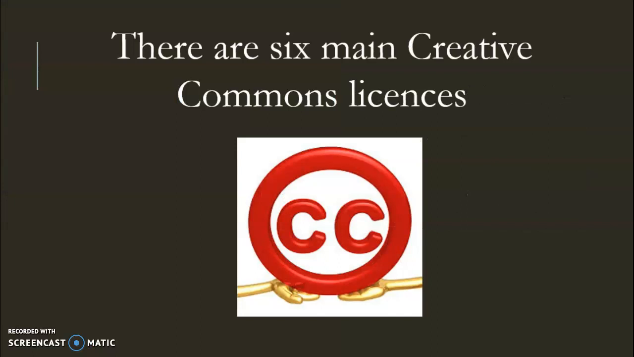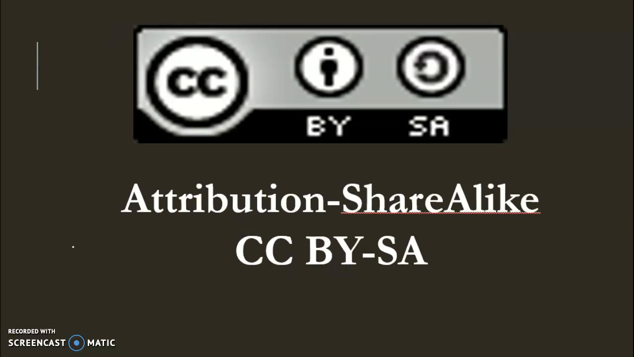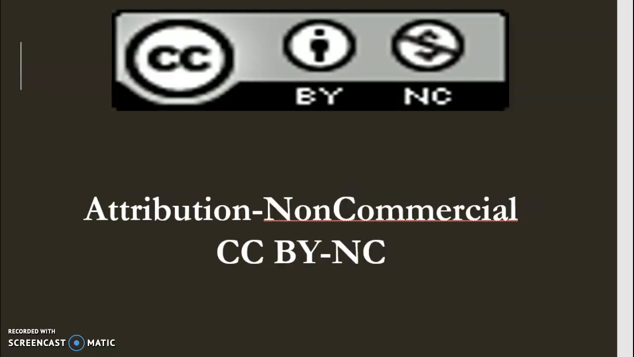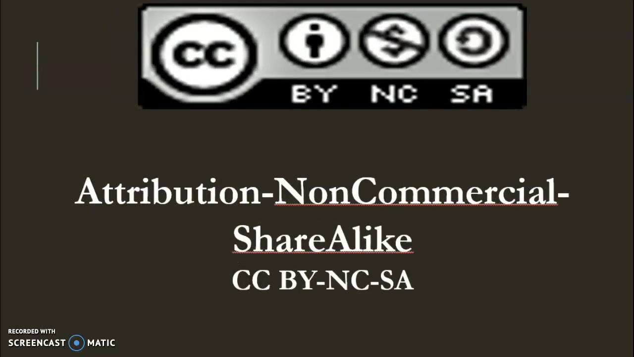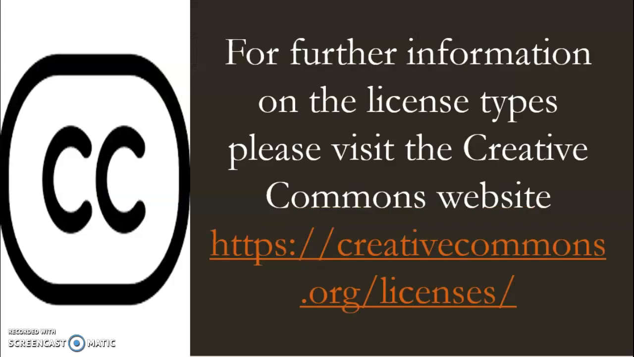There are 6 main Creative Commons licenses. These are the Attribution, Attribution Share Alike, Attribution No Derivatives, Attribution Non-Commercial, Attribution Non-Commercial Share Alike, Attribution Non-Commercial No Derivatives. For further information on the license types, please visit the Creative Commons website.